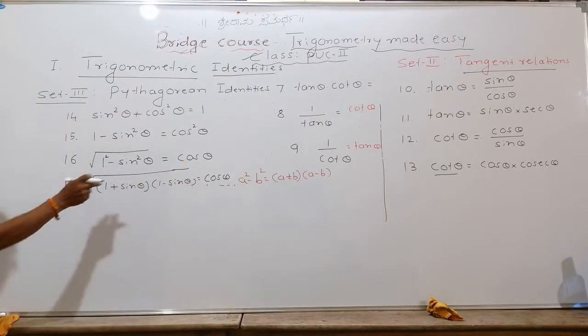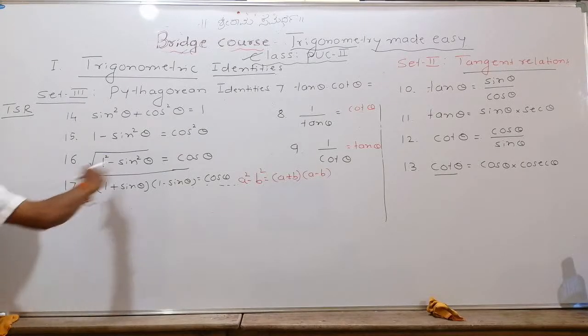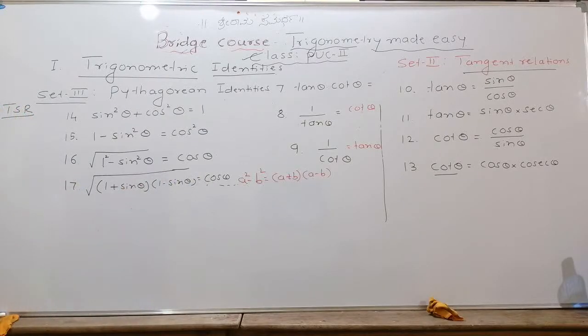Remember this as a TSR, a time saving result. Whenever you observe root of 1 plus sin theta into 1 minus sin theta, you can directly take the correct answer as cos theta. It is a shortcut formula. We call it a time saving result for competitive exams. Next, the 18th one.